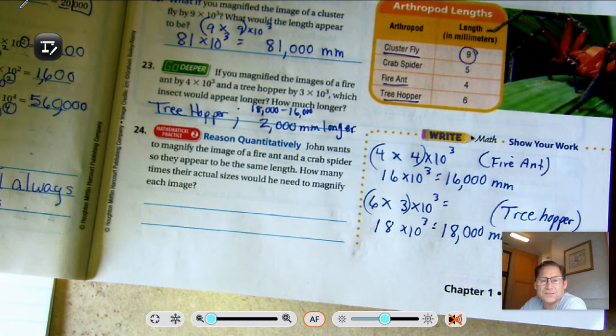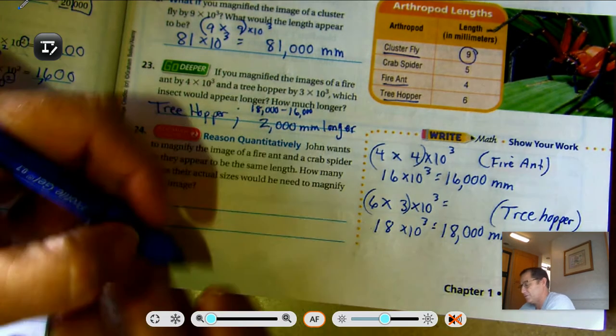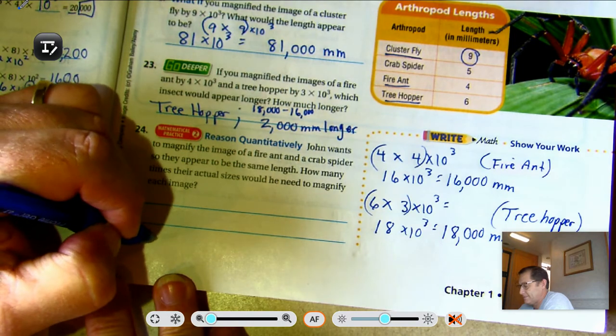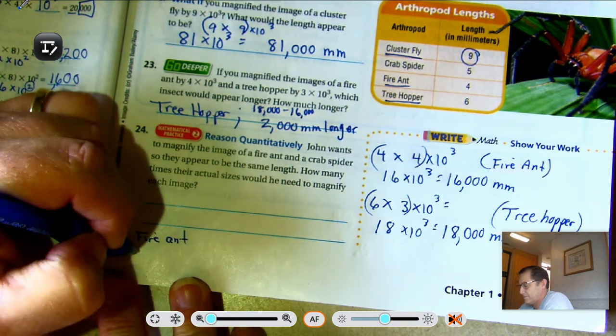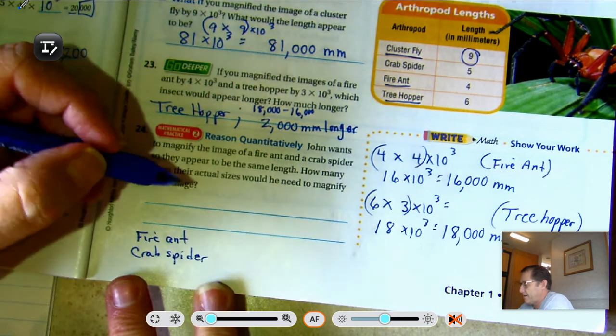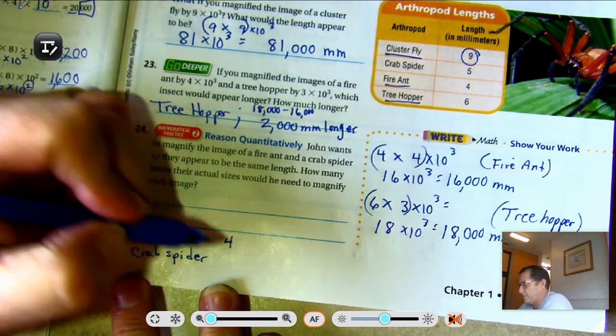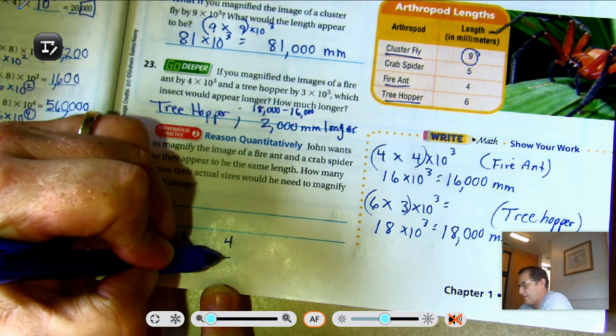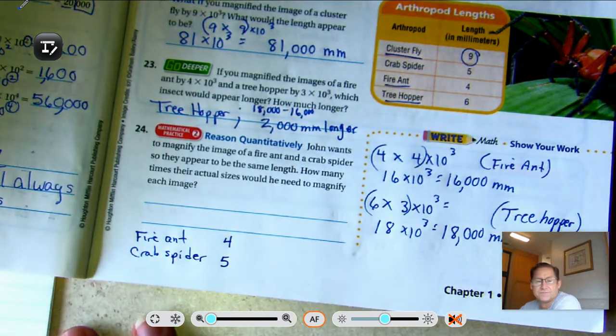24. John wants to magnify the image of a fire ant and a crab spider so they appear to be the same length. How many times their actual sizes would he need to magnify each image? So fire ant, crab spider. Fire ant is 4 millimeters and the crab spider is 5 millimeters.